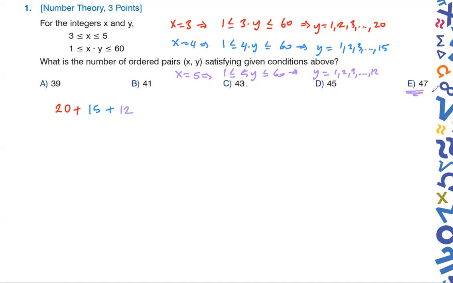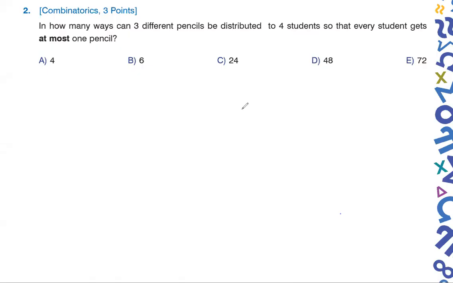I hope that wasn't too challenging. So let's look at the next one. So second problem: in how many ways can 3 different pencils be distributed to 4 students so that every student gets at most 1 pencil? Make sure you read every single word in counting questions especially, and this is one of those. So we want to make sure that every student will get at most 1.